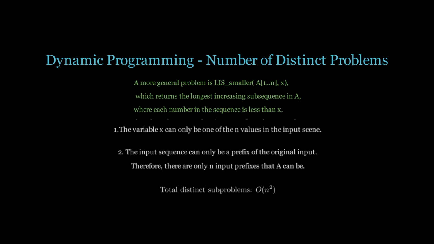Hence, there are O of n squared distinct subproblems, as we can see that there can be up to n prefixes and n different numbers for x. Together, we have O of n squared subproblems, as we have 2 inputs. In theory, if we memoize the recursion, each subproblem would only take O of 1, as we can see that each call is just a call to another recursion, or just a max function. So the running time would be O of n squared.